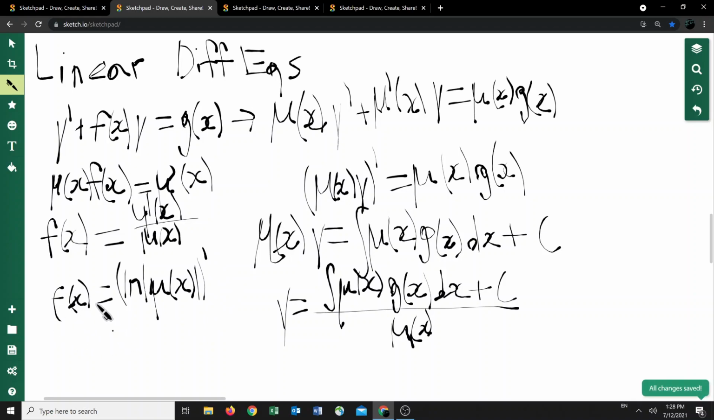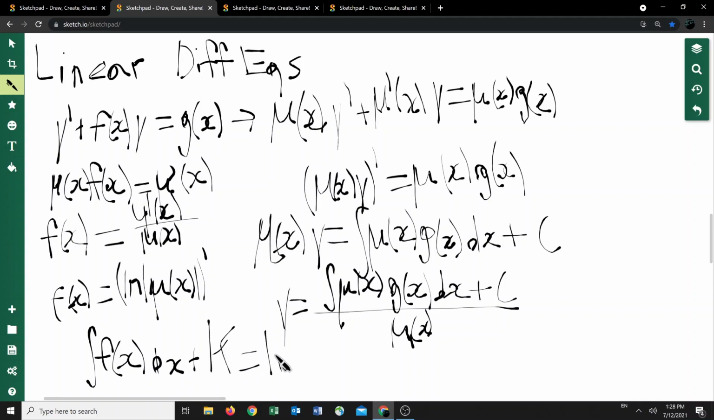And now again, we integrate with respect to x. So we're going to get, and I'll call this new constant of integration capital K, the integral of f of x dx plus capital K equals ln absolute value of mu of x. Okay, so now this is where it gets kind of funny with the constants. I'm pretty used to this, but I'm not sure if you guys are used to this, so I'll talk through it. If we raise e to both sides, that's normal still.